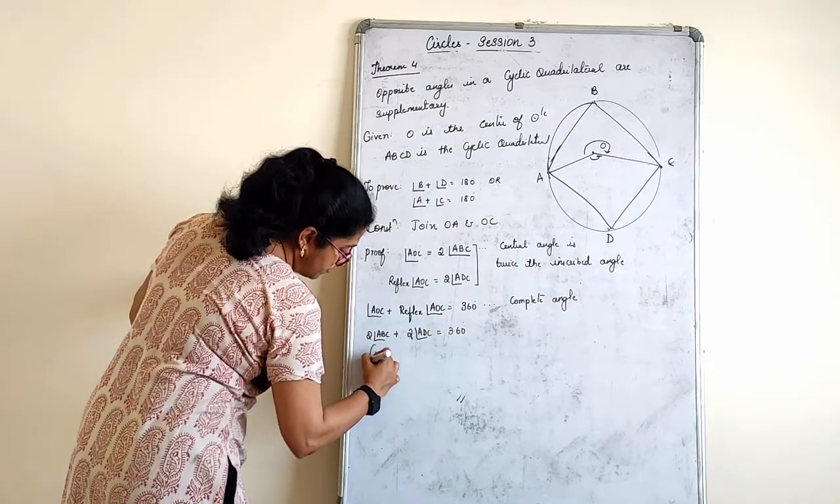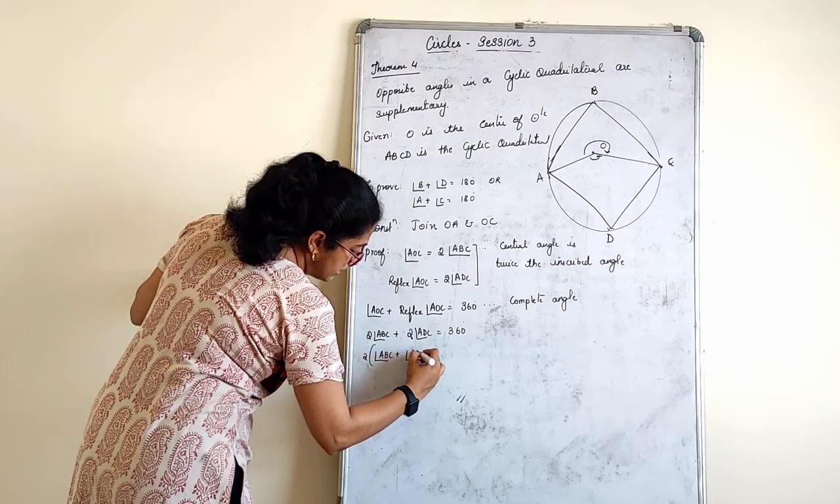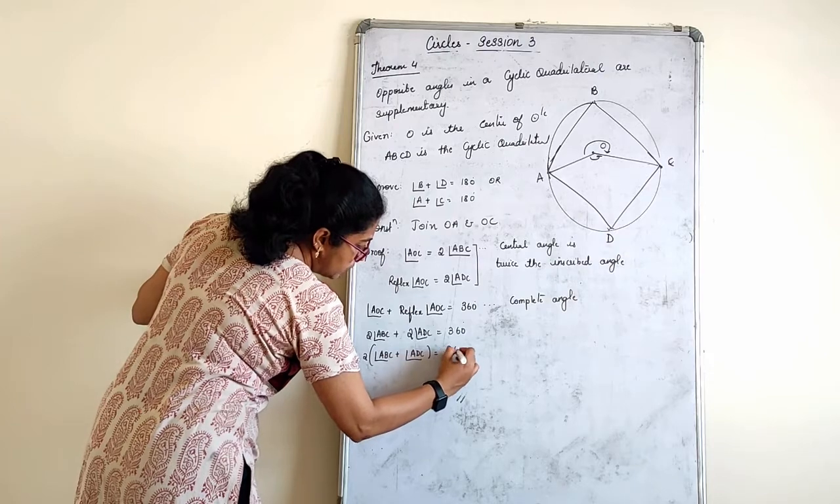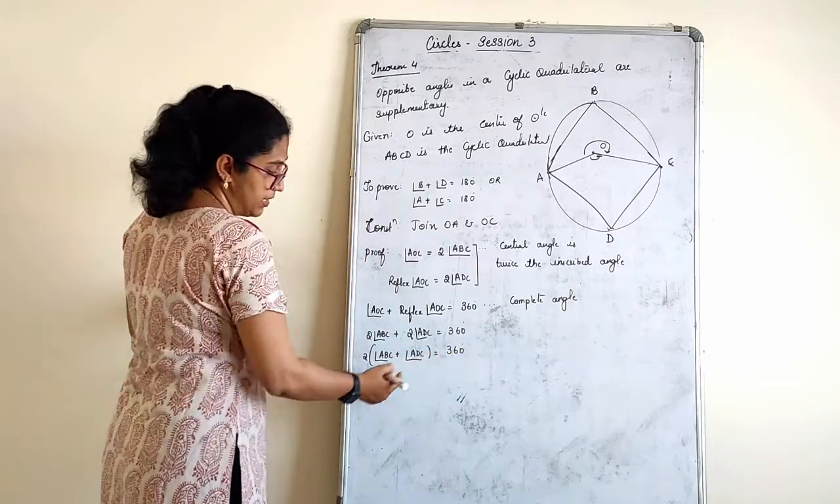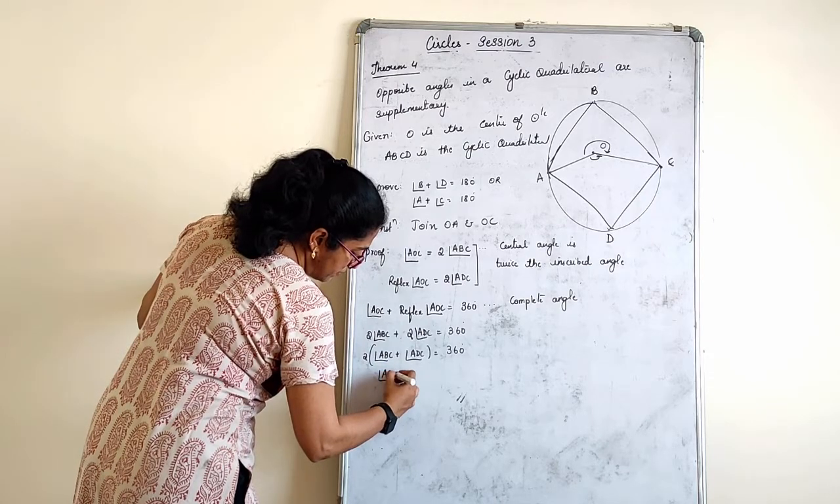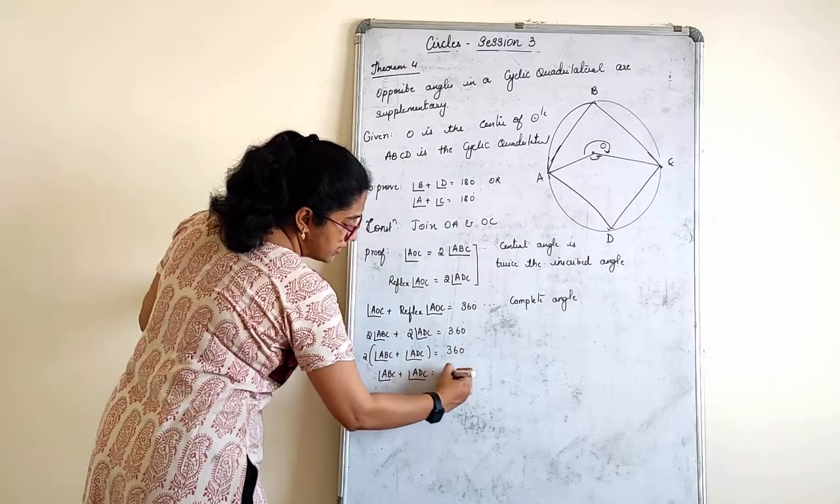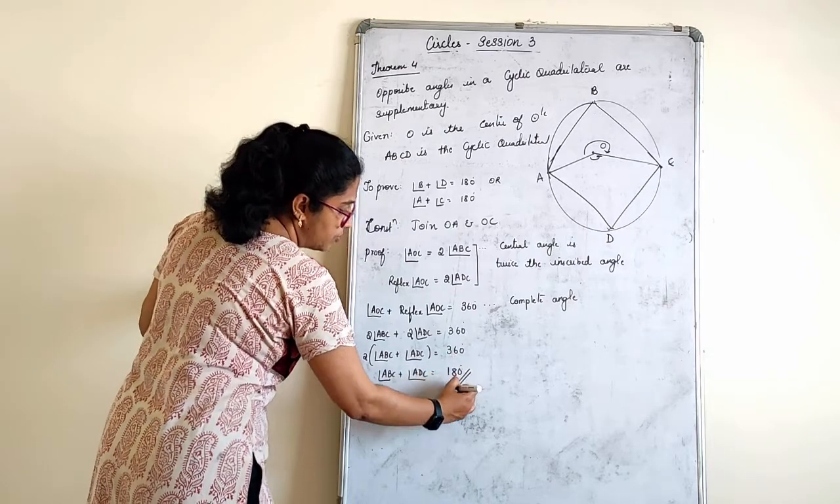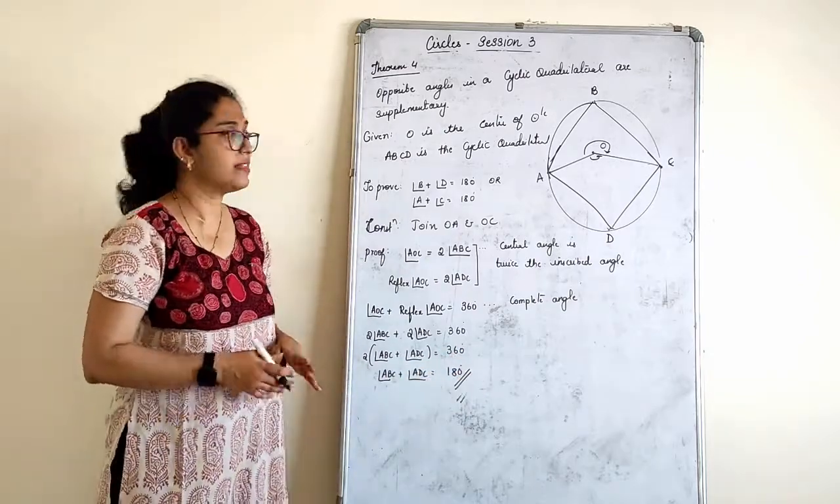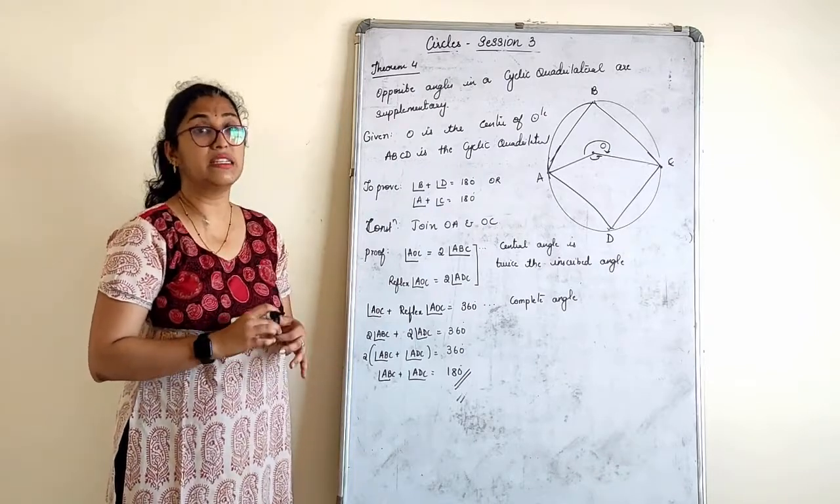Take 2 common. ABC plus ADC is equal to 360 over 2. Now, what is this? The 2 we can shift that side. ABC plus ADC, 2 goes here, 180. Over. Very simple theorem we have. This is: opposite angles in a cyclic quadrilateral are supplementary.